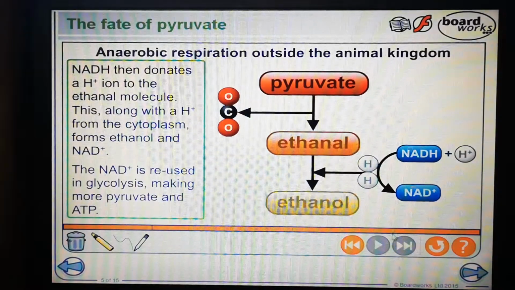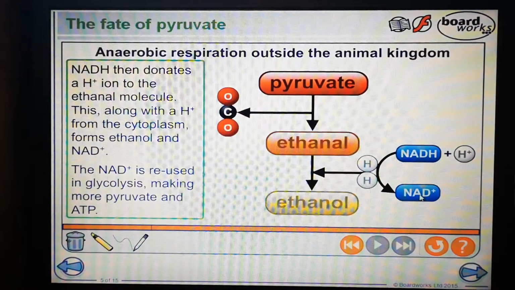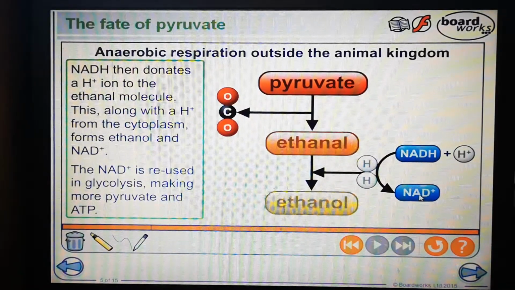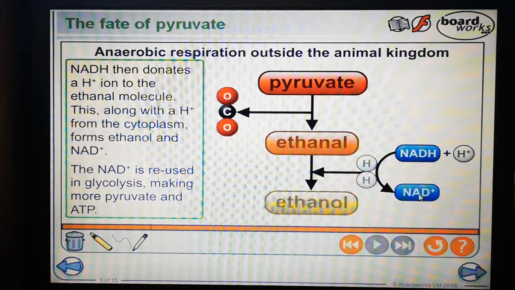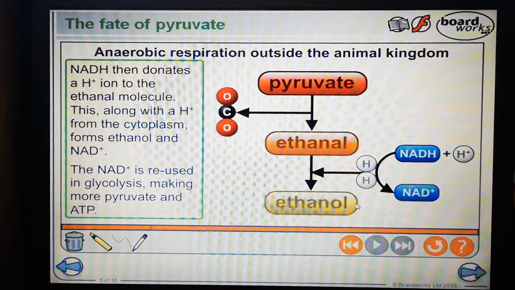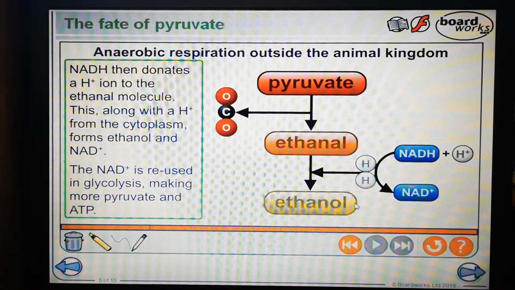And what you'll see here then is that coenzyme NAD will now go back to glycolysis to make sure that it can continue to happen, and therefore you have a net gain of 2 ATPs taking place there. And then your end result is ethanol. So I'm hoping that has explained both anaerobic respiration in animal cells and outside animal cells in plant cells and yeast cells as well. Okay, good.